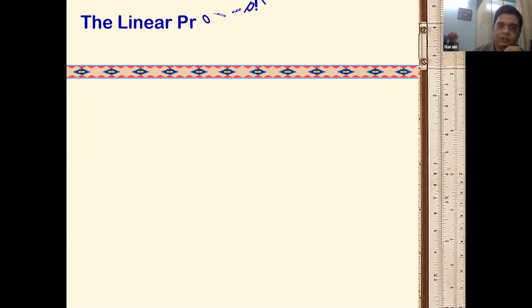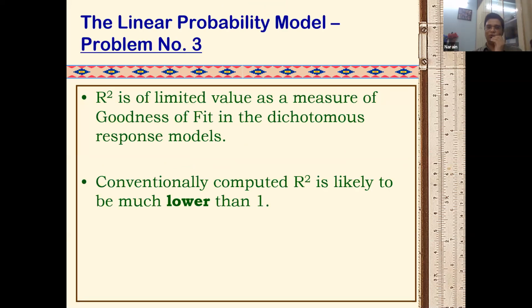The third problem is with R square. Remember in that output we had 0.09 as the R square for the model. This R square has not much meaning in a linear probability model. If you repeatedly compute it, you will find that the conventionally computed R square is likely to be much lower than 1. You will never achieve the value of 1 if you continue with the linear probability model.